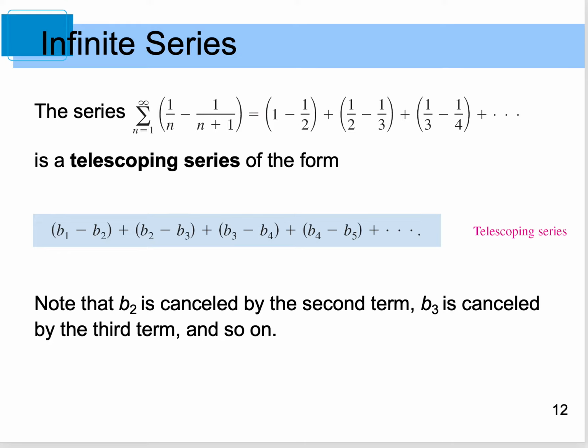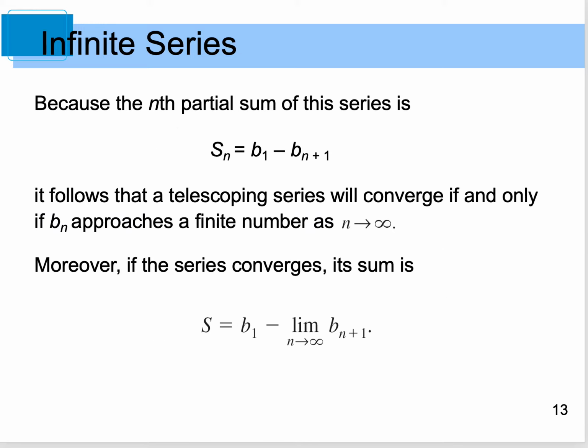This is an example of a telescoping series. It's a specific name. And it's interesting because if you look at that term b2, it's canceled out if I remove those parentheses. And so I have some really interesting behavior there because of it. And so the nth partial sum of this series is going to be that first term and then the next term, because the middles are going to cancel out.